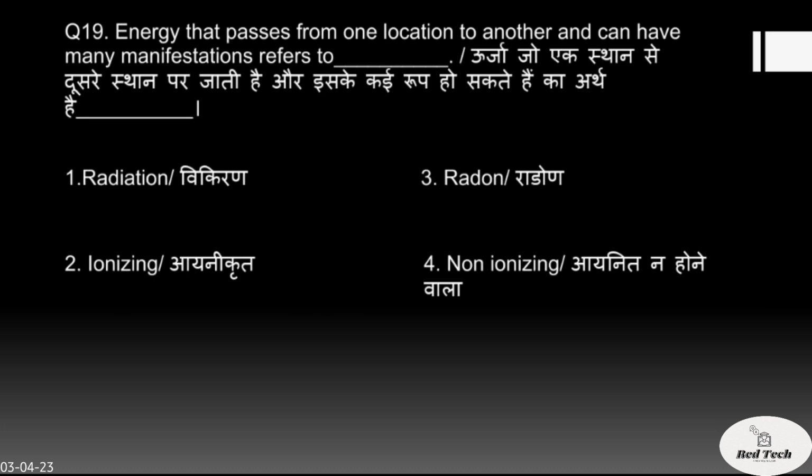Question number 19. Energy that passes from one location to another and can have manifestations refers to. So what type of energy passes from one location to another and can have any shape? Options are radiation, option 2 is ionization, option 3 is radon, option 4 is non-ionizing. So the right answer is radiation. Radiation is the energy that goes from one place to another and can have manifestations, or many shapes, you can say.